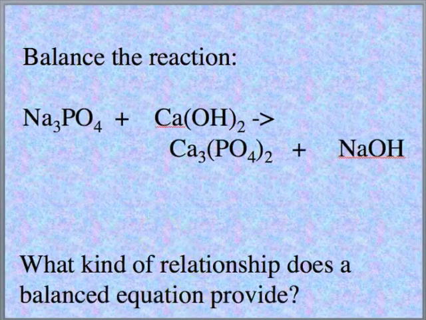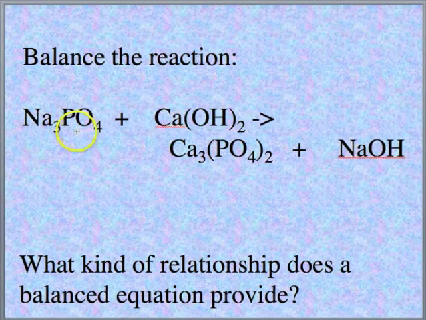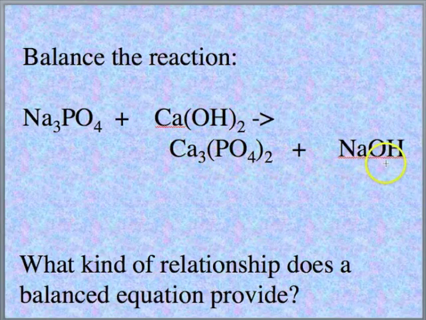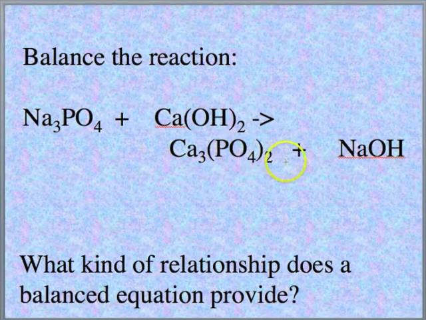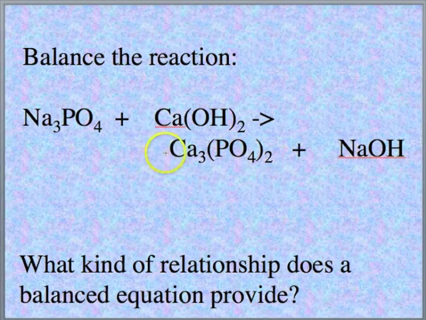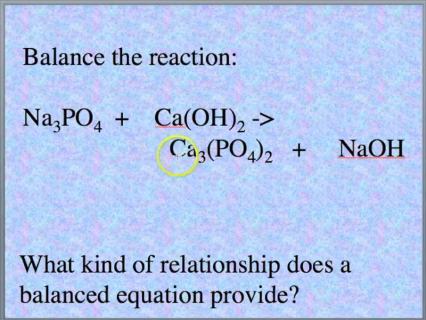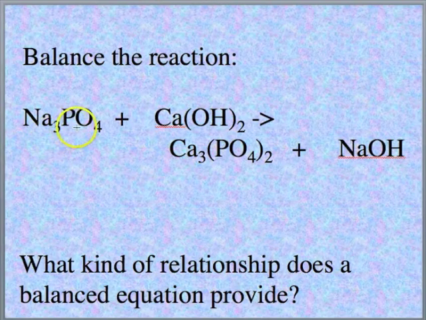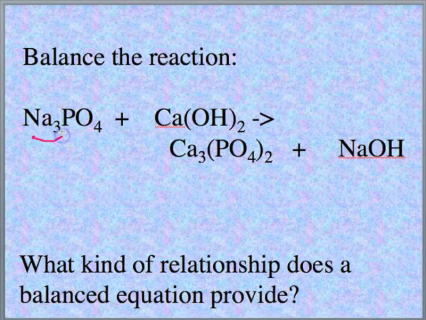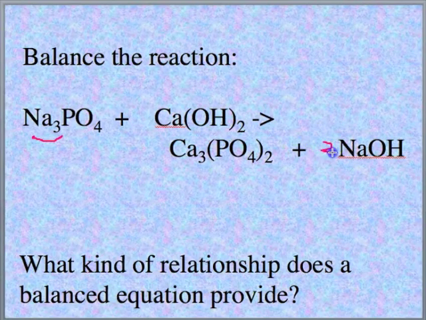Let's balance this one now. We have sodium phosphate and calcium hydroxide forming calcium phosphate and sodium hydroxide. Well, now you see that most of these have multiple atoms in them, and therefore we can't use the rule of balancing the simplest last. But we can just jump in and start balancing. Arbitrarily, we can choose any atom we want. I'm going to start with sodium because it's first. I have 3 sodium on this side. So I'm going to put 3 sodium over here, and now sodium is balanced.